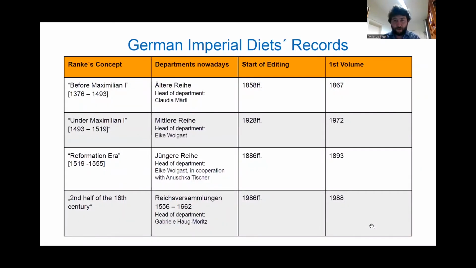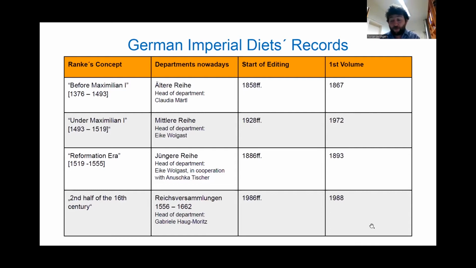To the editorial history: in 1858, on the initiative of the historian Leopold von Ranke, the Bavarian king founded the Historical Commission at the Bavarian Academy of Sciences and Humanities. Its first task became the publication of the German Imperial Diet's records. About 160 years later, more than 90 volumes have been published, but still not all imperial diets have been edited. For example, our Imperial Diet of 1576.